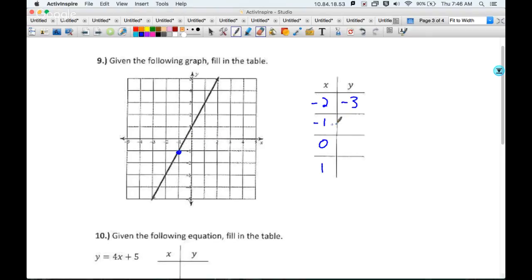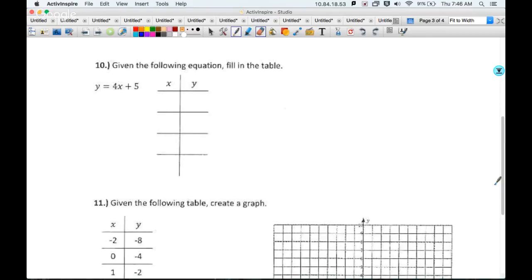-1 is also on this graph. 0, 1 is that point right there. 1, 2 is also on my graph. You could also just dot in 4 points on this line and then put them into the table. But I like that I've done this here so that I get a nice constant rate of change. Easy to see in my table.